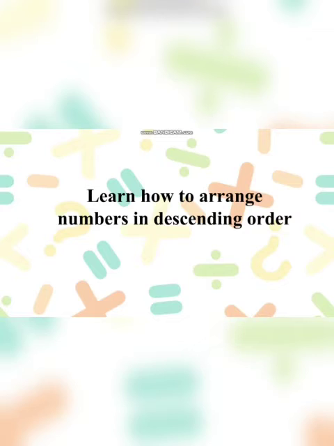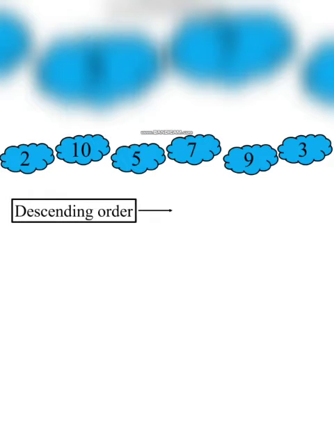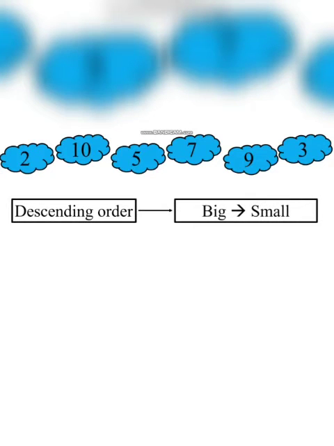Okay? Now, we will learn how to arrange numbers in descending order. Here are some numbers: 2, 10, 5, 7, 9 and 3. We will arrange these numbers in descending order. You already know the meaning of descending order. Descending means big to small. So, we'll arrange these numbers in descending order.